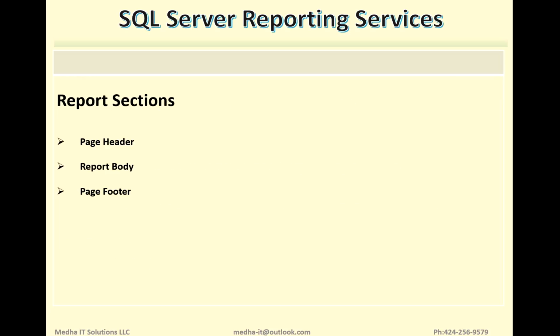So, report sections. When we create a report, there are mainly three sections within the report. One is the page header, report body, where you actually have the report, and next is the page footer. So, it is like a Word document. When you open a Word document, you see page header, footer, and the body, right. Similar to that, an SSRS report also has header, footer, and body. Body is the place where you actually have the report. Page header and page footer, you can have supporting information like images, headings, and all those things.